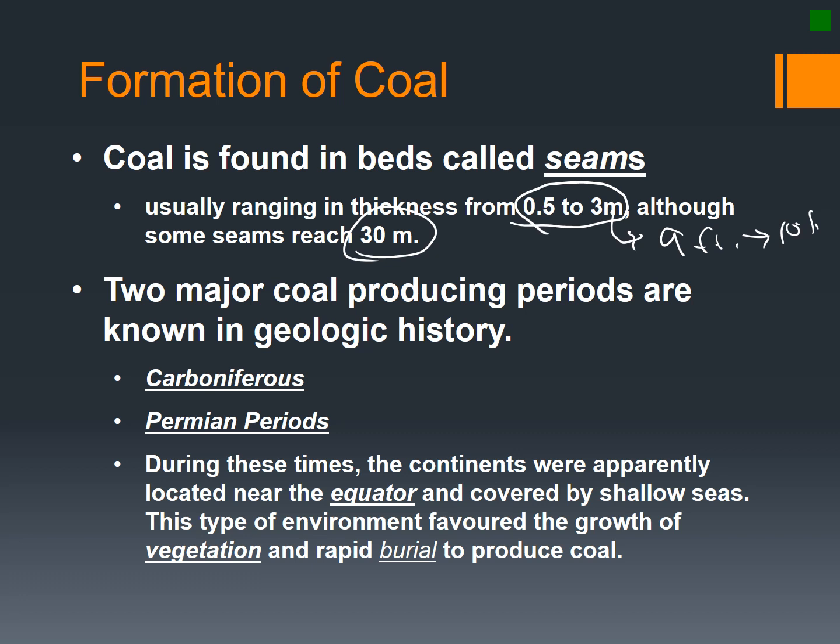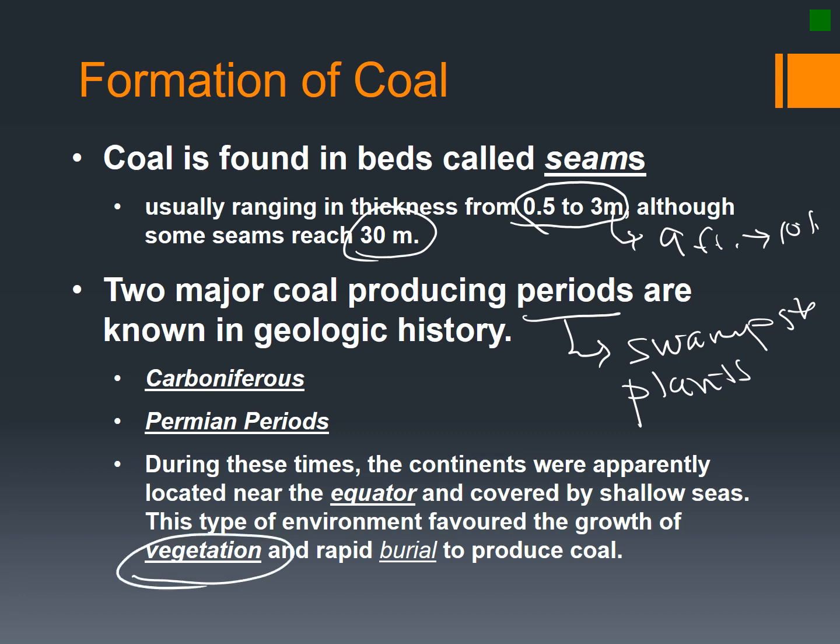Okay. There are two main coal producing periods. Remember, what did we need to produce coal? We need swamps and we need lots of vegetation, meaning plants. And the two periods in the past when this coal was created were the Carboniferous period and the Permian period. And what were the conditions?